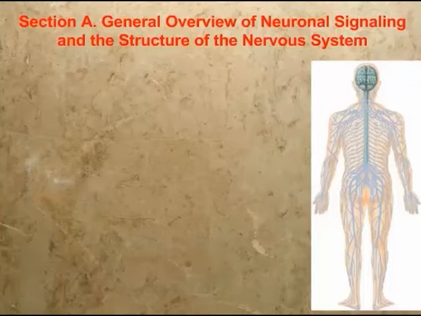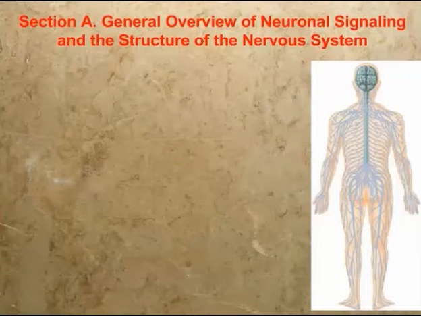Okay, let's start with a general overview of neuronal signaling and the structure of the nervous system. Communication by neurons is based on changes in the membrane's permeability to ions. 2 types of membrane potentials are of major functional significance: graded potentials and, more importantly, action potentials.